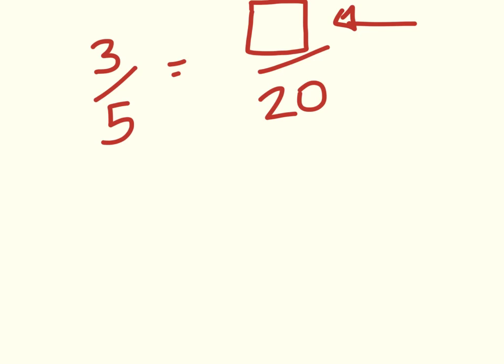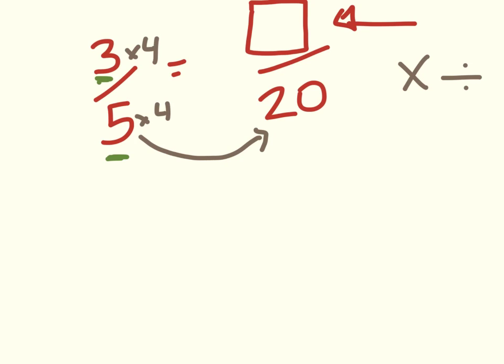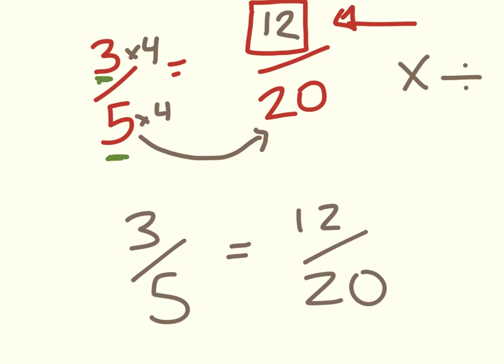Well, I went from 5 to 20. How did I get from 5 to 20? Remember to think multiplication and division. 5 times 4 is 20. So whatever I do to my denominator, I should do to my numerator. So because I multiplied the denominator by 4, I'm going to multiply the numerator by 4. What's 3 times 4? 3 times 4 is 12. So I just made an equivalent fraction. 3/5 is equal to 12/20.